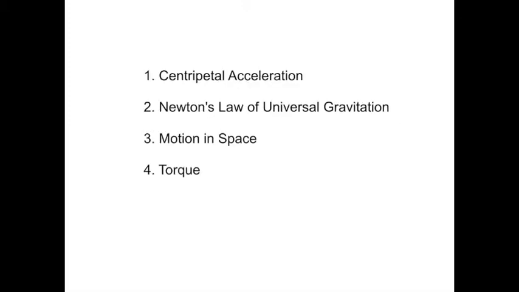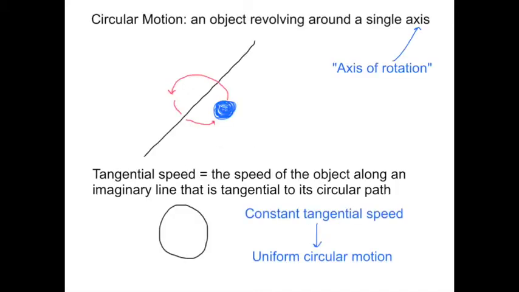So this chapter is going to have 4 main sections. We'll look at centripetal acceleration, and then we'll do Newton's law of universal gravitation, motion in space, and some torque. So we're going to start with centripetal acceleration. That's the first section of chapter 7.